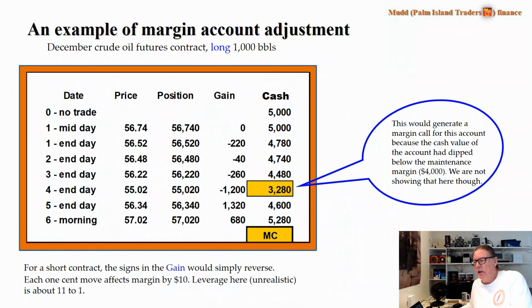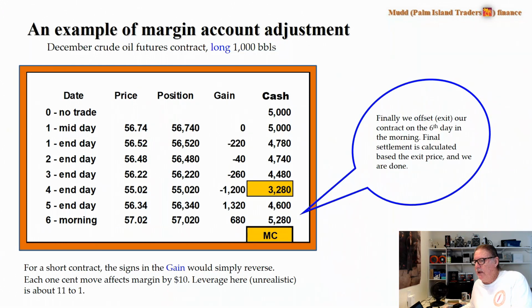Now, in this case, if we assume that the maintenance margin was $4,000, having it drop to $3,280 because the price of oil fell to $55.02 would generate a margin call because we have gone below the maintenance margin, right? So the maintenance margin is the minimum balance of cash dedicated to this account that has to be in place before we ever start this. If we fall below that, then you get a margin call. I don't show that in this example. We're just going to ignore it for the time being.